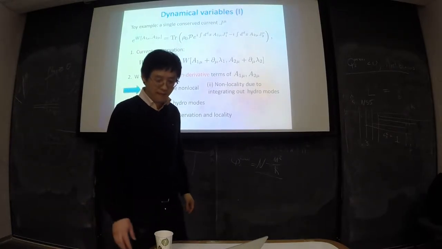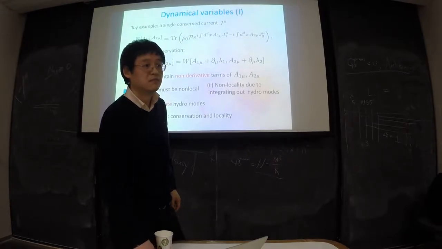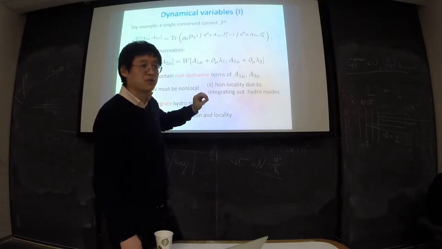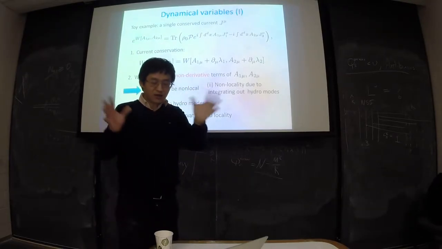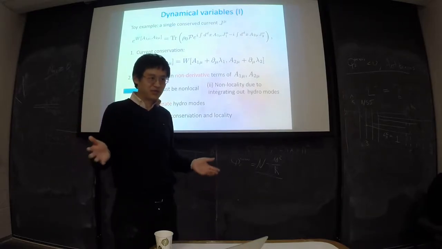When you talk about effective field theory, we always try to constrain the Lagrangian in terms of the symmetry principle, right? We'll do that later. Here I'm just talking about the variables. If I don't know the variables, of course I cannot talk about symmetry. First I have to specify my variables.